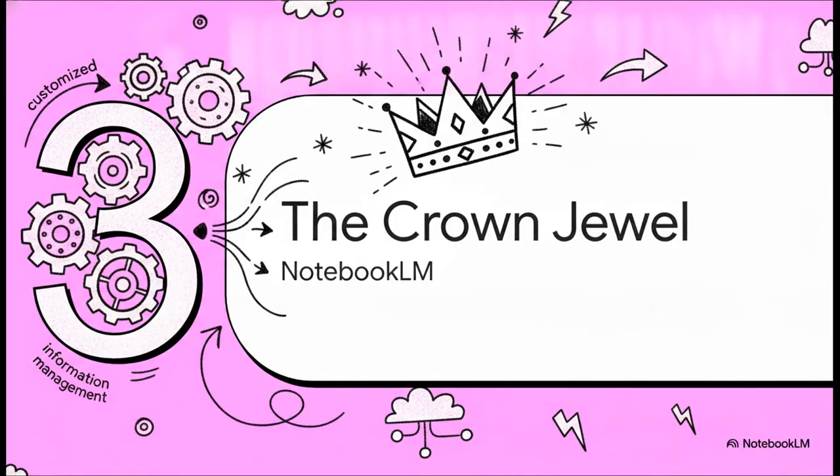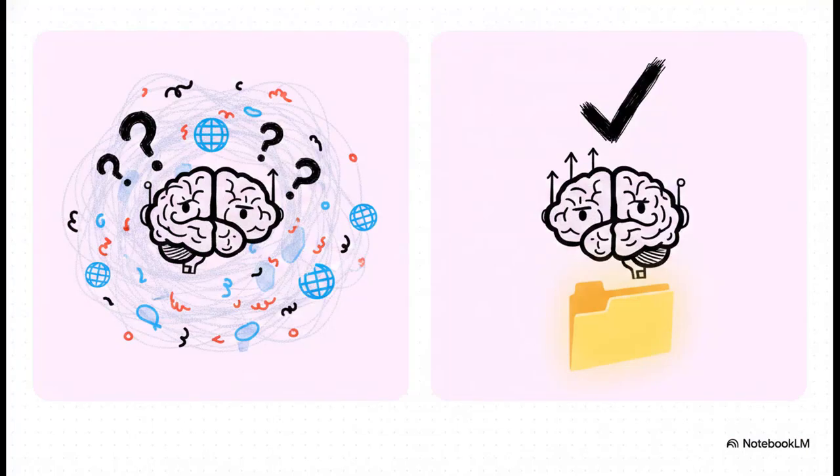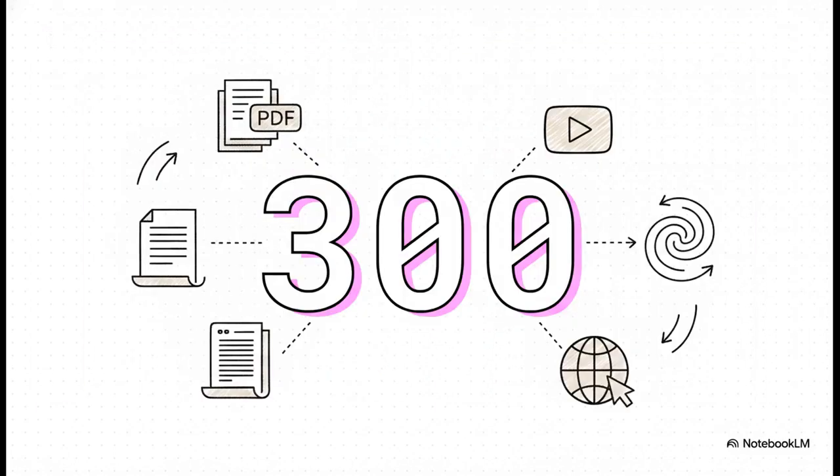Part 3. The crown jewel, NotebookLM. Out of this entire ecosystem, there is one tool that completely flips the script on information management. Now, standard AI chatbots, they pull broad, often sketchy data from all over the web, which leads to hallucinations. NotebookLM is a totally different beast. It focuses strictly on the information you upload. It treats your files as the absolute truth and completely ignores the rest of the internet, so you get zero hallucinations and total accuracy.